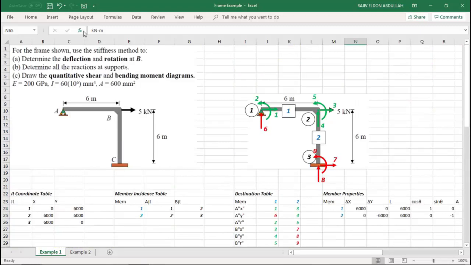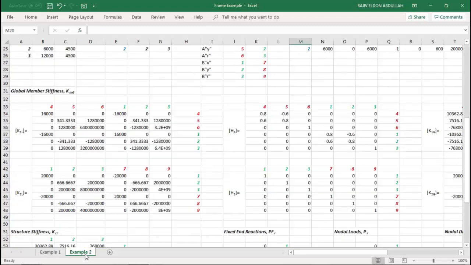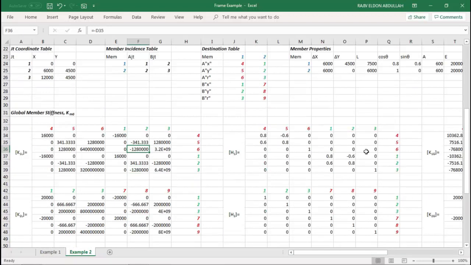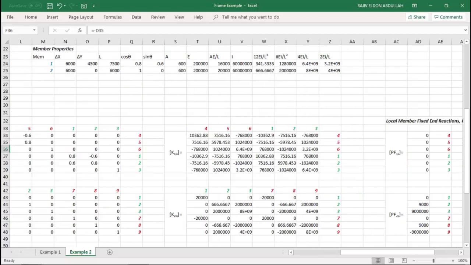So we're done. Also, you need to draw your shear and moment diagram and your elastic curve, but that's up to you now. Okay, so that's example 1, and I'll leave example 2 to you. I'll be uploading this spreadsheet so you can have a reference and then practice on this problem.